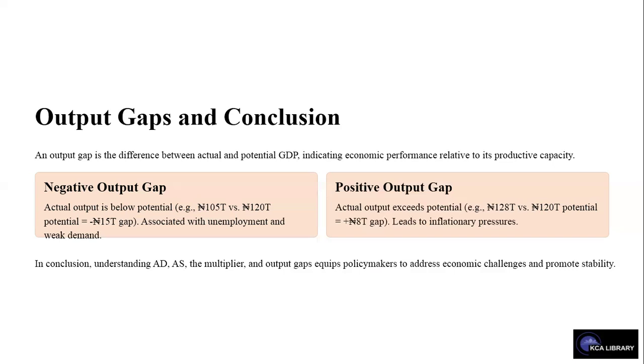So in conclusion, we've been able to look into the aggregate demand and supply, and having an understanding of this, plus the multiplier and output gaps, equips policy makers to address economic challenges and promote stability. Thank you.